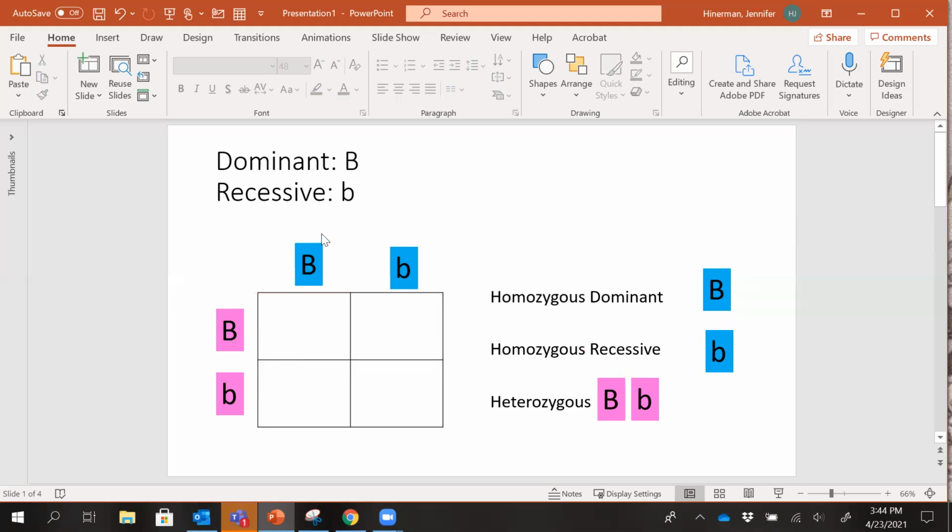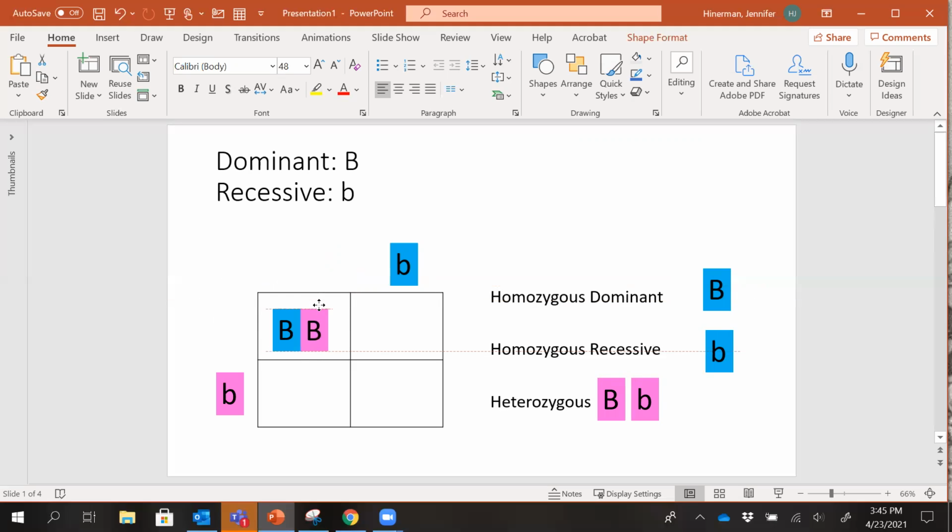Okay, so that's how we set it up. So we have to make sure, if you do them side by side, then that means that dad's giving two letters. Okay, and that's not the case. Dad only can give one or the other. You get one from mom and one from dad. So when we're filling out these boxes, you're going to combine what's on top with what's on the side. So here I would combine what's on top with what's on the side.